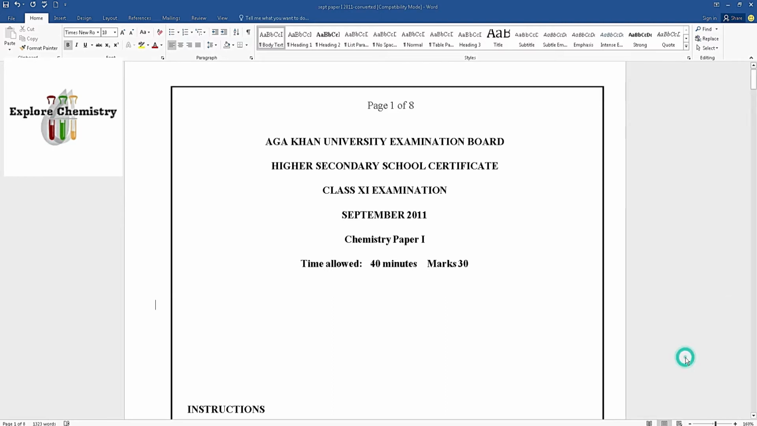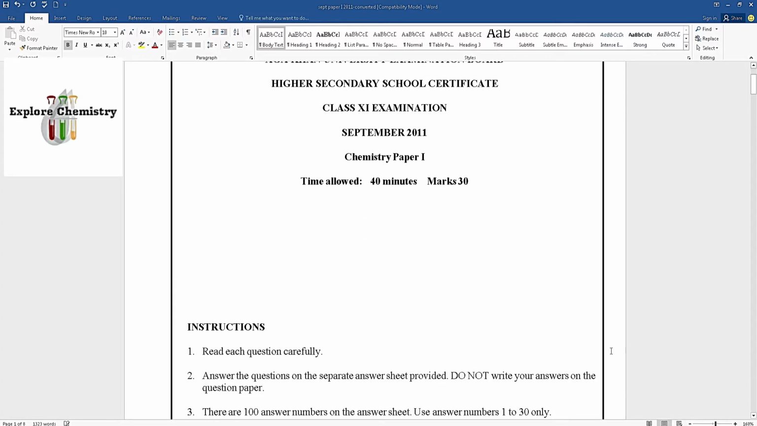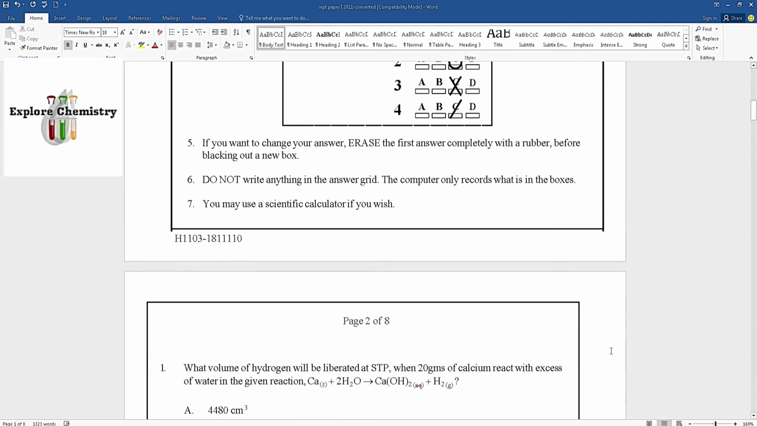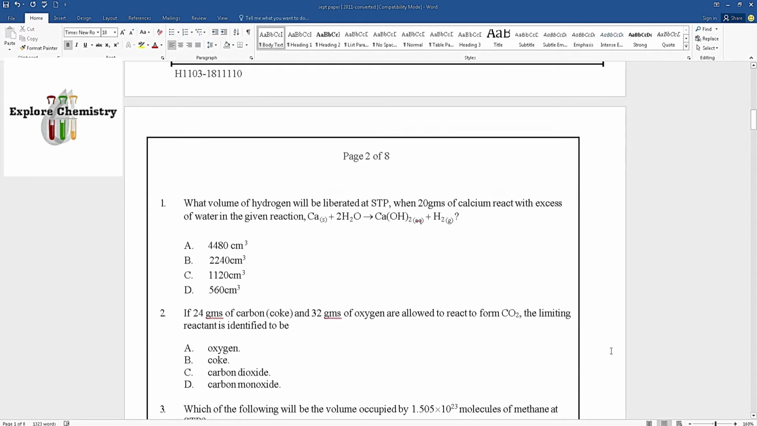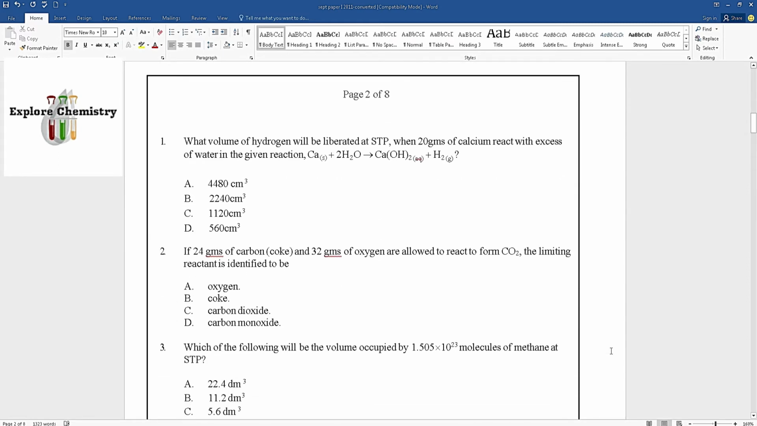Today we are going to solve AKUEB HSSC paper 1 September examination paper, year 2011. So this is a 40 minutes paper of 30 marks. So let's start this paper. You won't get the answer key of this paper anywhere, so therefore we are solving it here.